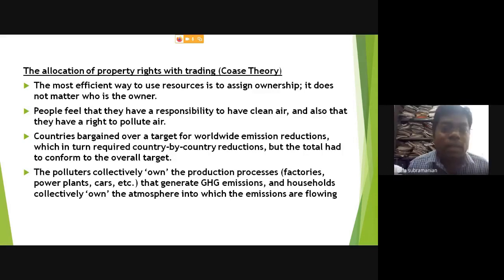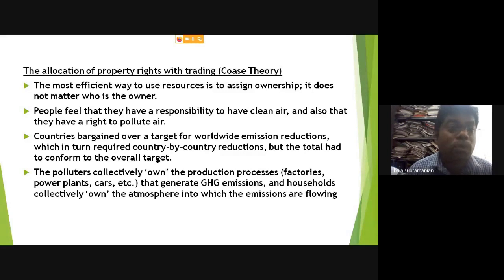Yeah, the second theory is the Coase theorem. The Coase theorem is something we can implement in day-to-day activity. What is the Coase theorem? Ronald Coase is a Nobel laureate. He got the Nobel Prize for his theory. He did not know about climate change in the 1960s, because the economics of climate change issue started in the 1990s. So here is the allocation of property rights with trading.